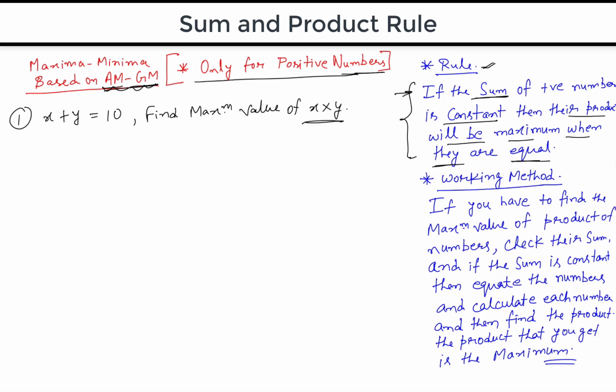I repeat, if the sum of the positive numbers is constant, then the product will be maximum when the numbers are equal. Make sure that the numbers are given positive. They will always be given positive. You don't have to worry about it.